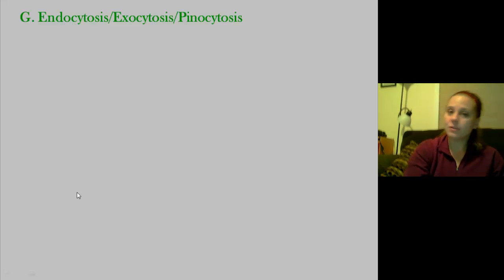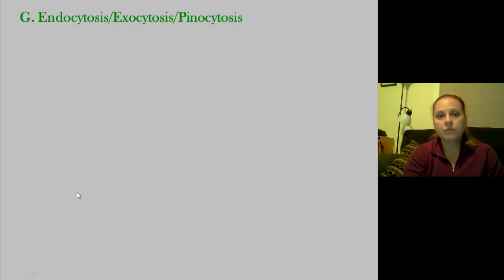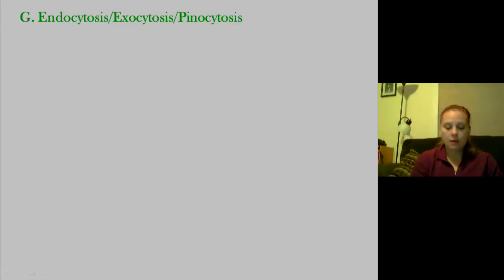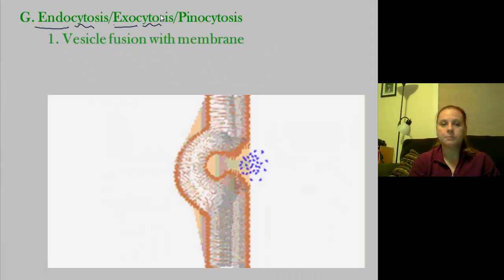All right, and to really wrap things up, another form of transport that a cell uses besides just moving individual molecules is what we call endocytosis, exocytosis, or pinocytosis. Endo, bringing things into the cell. Cyto, cell. So bringing things into the cell. Exo, pushing things out of the cell. And then there's pinocytosis. I'll get to that in a second.